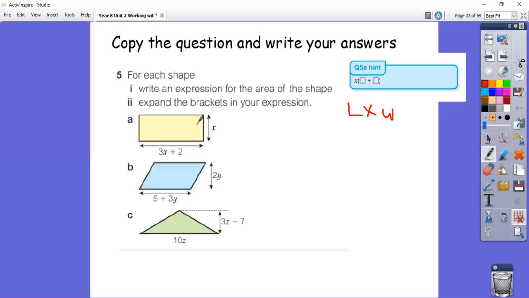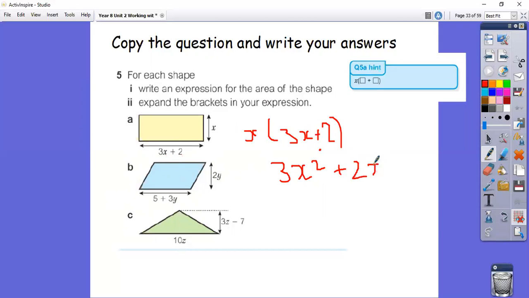So for this one, you're doing x multiplied by 3x plus 2. So x times 3x is 3x squared. Sorry, I forgot to write in the plus 2 there. And then x times the plus 2 is plus 2x. So x times 3x is 3x squared, x times 2 is 2x. So 3x squared plus 2x. Again, I'll let you do the others.